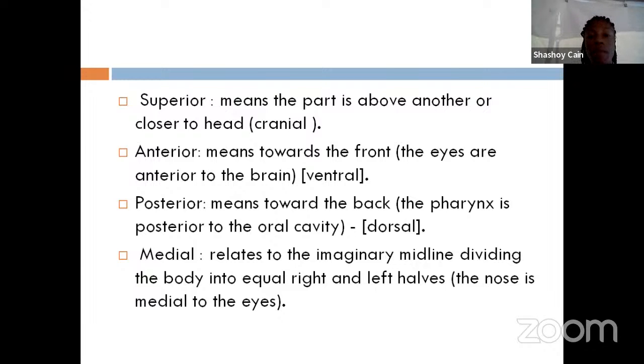Medial relates to the imaginary midline dividing the body into equal right and left halves. So for example, the nose is medial to the eyes. The body with me? Yeah.